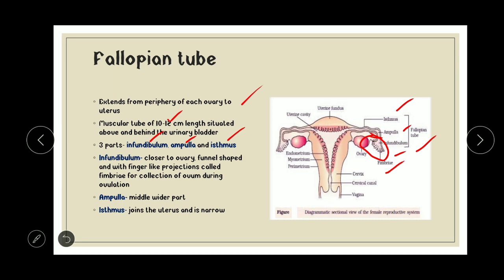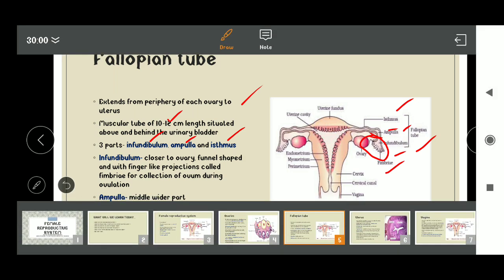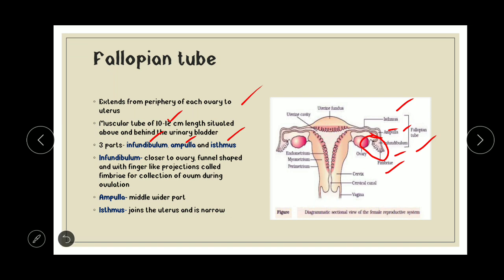What is the function of the fimbriae? They help in the collection of the ovum during ovulation. Then the middle wider part is called the ampulla, and the innermost part, closer to the uterus and most distant from the ovary, is the isthmus. The isthmus joins the uterus and is narrower. So the infundibulum has finger-like projections called fimbriae, which help in the collection of the ovum during ovulation. And fertilization always takes place in the ampullary-isthmic junction. We will see this in detail.